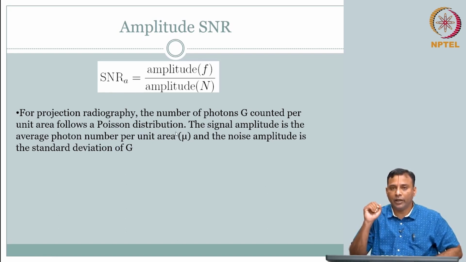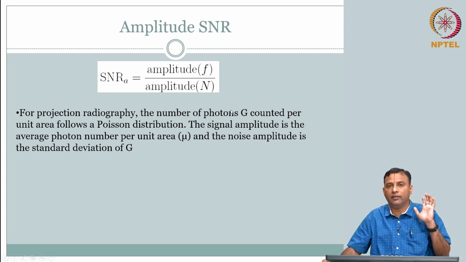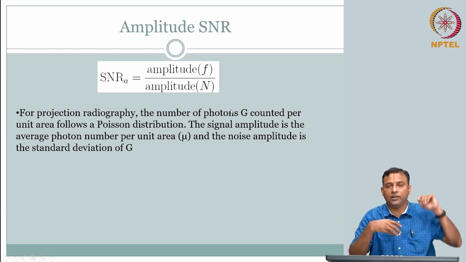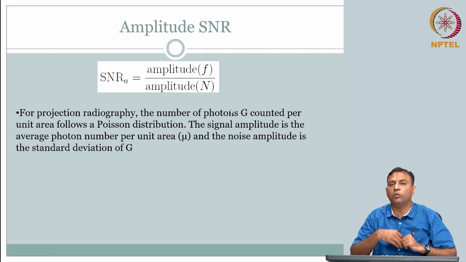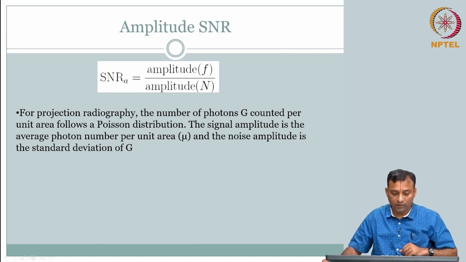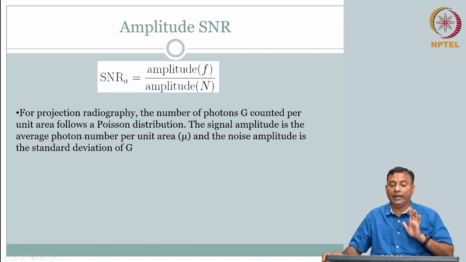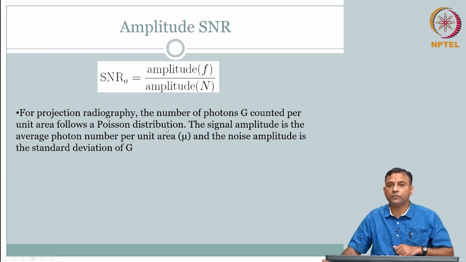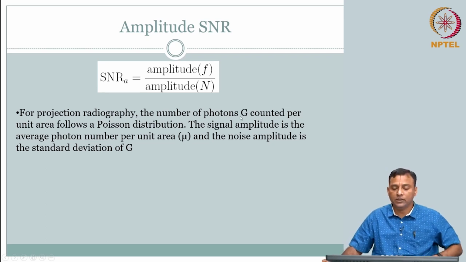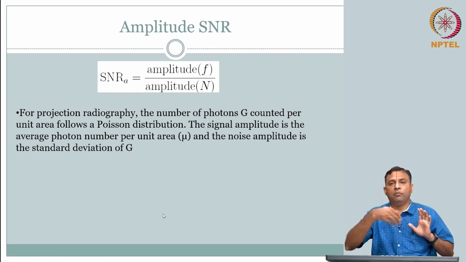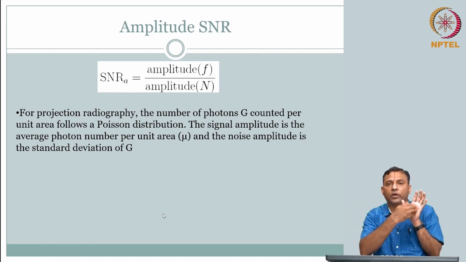What I mean by characteristic is, it is the number of photons coming through the body on the other side. It turns out that the number of photons counted per unit area follows a Poisson distribution. So, in this case, what will be our signal amplitude? Signal amplitude is the number of photons that came through the body at that location.